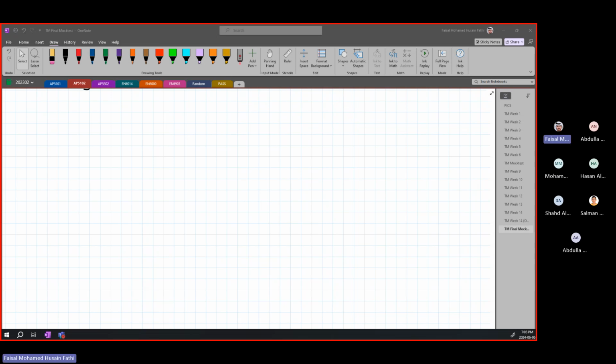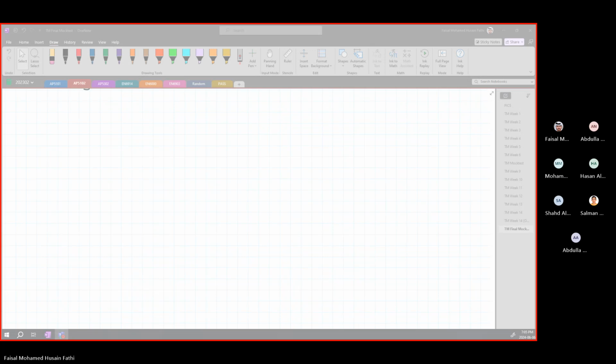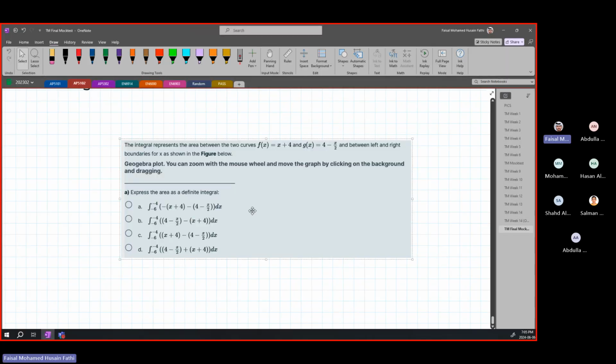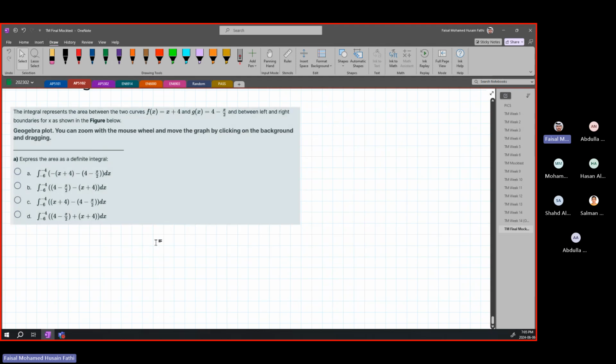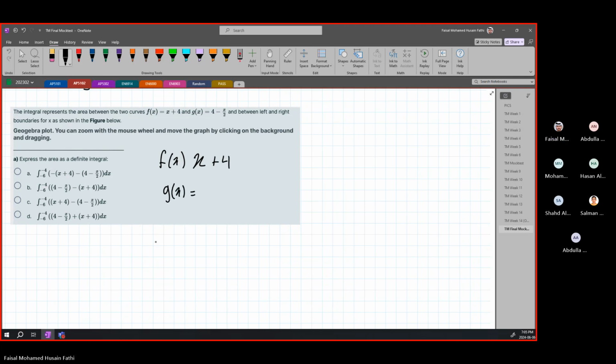So, again, it is talking about plotting. Let me just copy paste this here. So, the integral represents the area between two curves. So the first one, they gave you f of x, x plus 4, and g of x, 4 minus x over 2, similar to the previous one. So x plus 4, this is your f of x, and g of x is equal to 4 minus x over 2 between left and right boundaries for x as shown. Express the area as a definite integral. I have already showed this earlier.